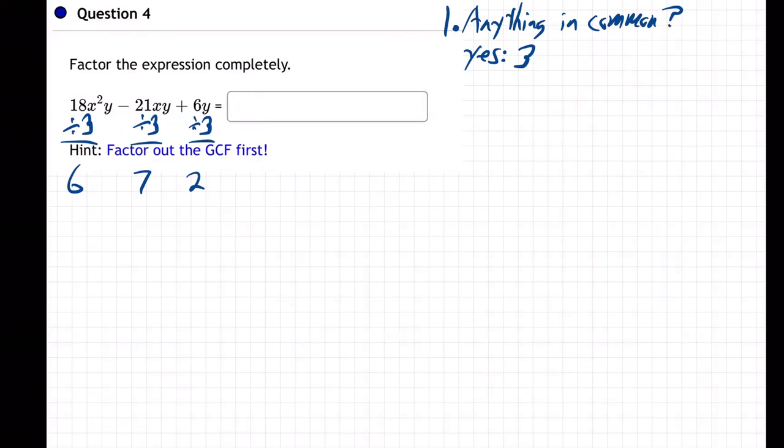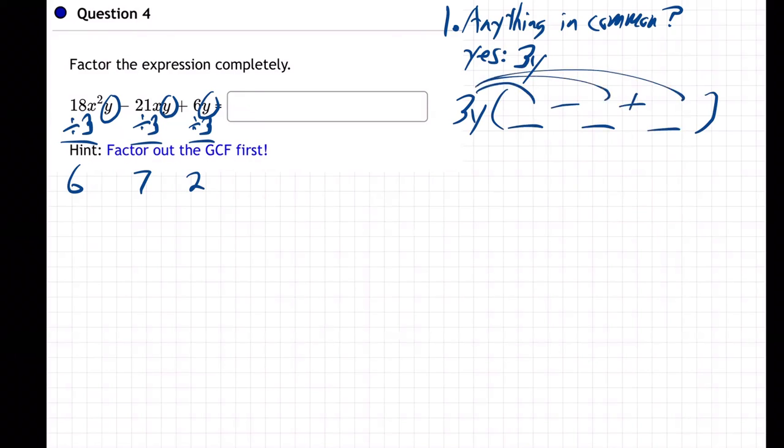So what else do they have in common in addition to the 3? Well, they all have the letter Y, don't they? See that? Y, Y, Y. So it's 3Y. So it's 3 and Y. So what do you do about that? You put the 3Y in the front and the one big old parenthesis with the 3 terms on the inside with the minus and the plus, and then you figure out what goes on the inside so that it'll go back.